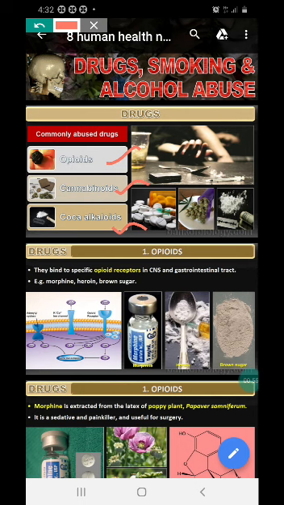So opioids have certain receptors which are present in our central nervous system and our digestive system, the gastrointestinal tract. These opioids bind to the specific opioid receptors of the central nervous system and gastrointestinal tract. The examples of them are morphine, heroin, and brown sugar. Okay.